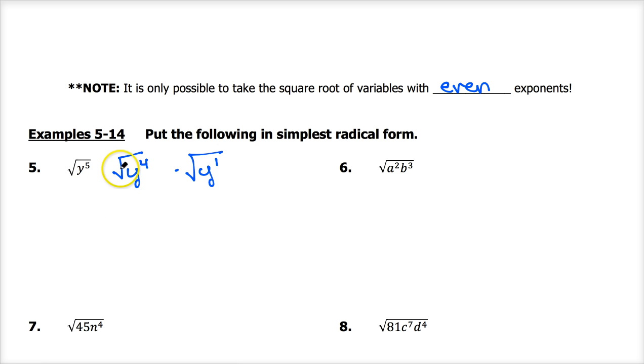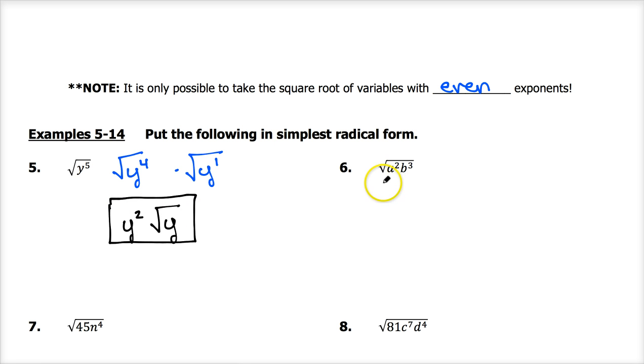The reason I do that is because now that I have a radical y to the fourth here, now that I have an even exponent, I know that radical y to the fourth is just y squared. So I can rewrite that as y squared. But radical y to the first is just radical y, so that needs to stay. So my simplified answer, when I have an odd exponent, is going to have a radical. It's y squared times radical y.